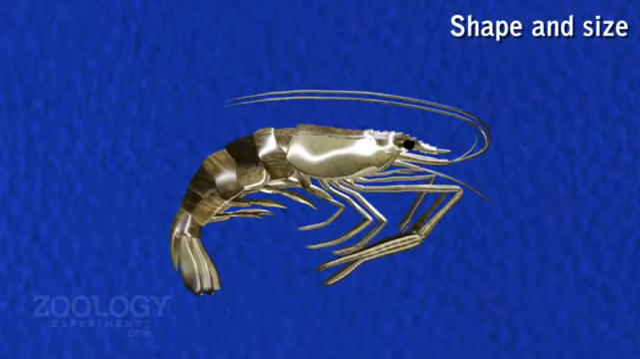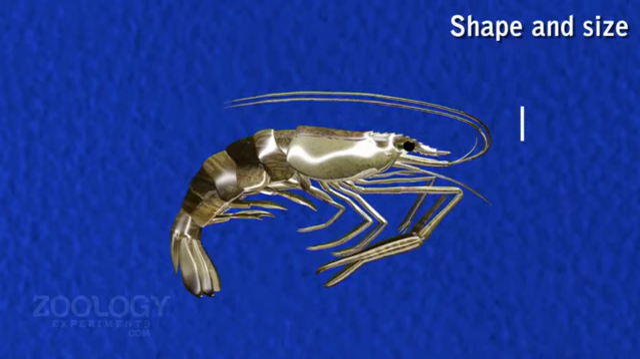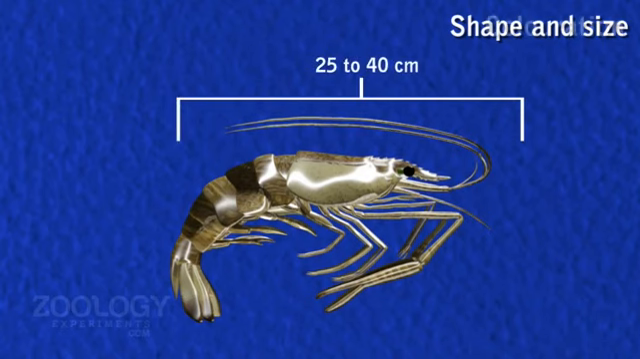External morphology. Shape and size. Body of prawn is elongated, more or less spindle-shaped and bilaterally symmetrical, which supports least resistance in swimming. It measures 25 to 40 cm in length.